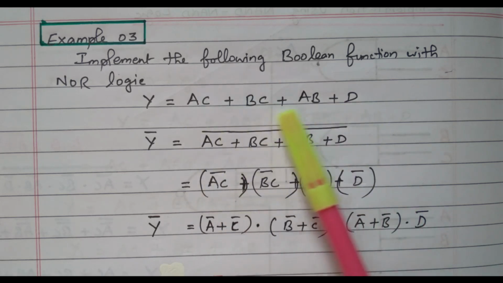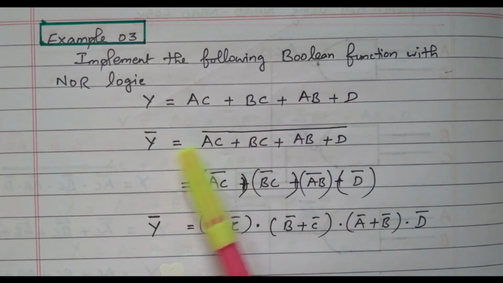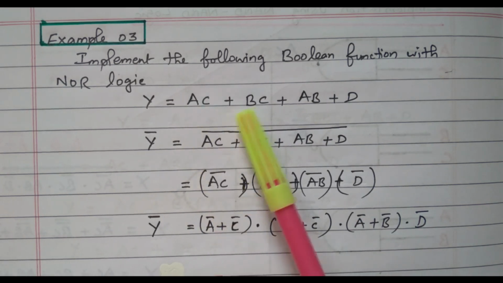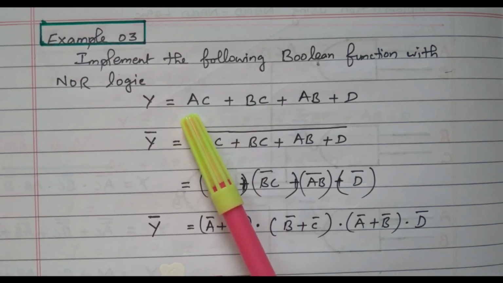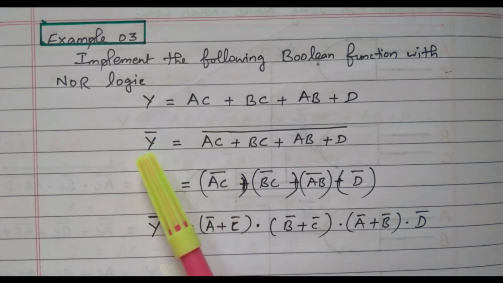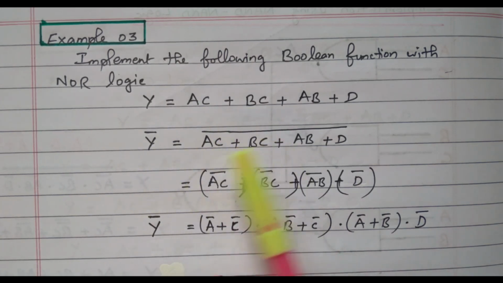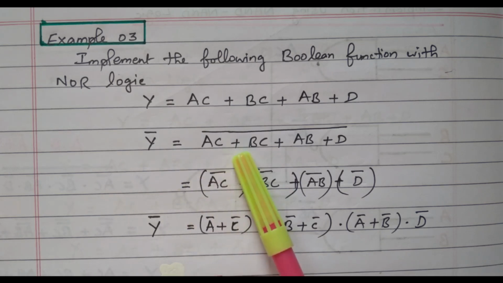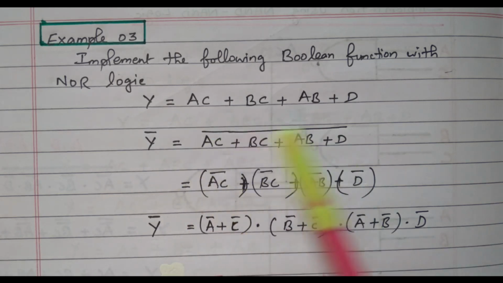In order to implement with the NOR logic, we will take the complement on both sides, so that we will get the plus symbol. So A into C means AND operation, B into C means AND operation, A plus B means OR operation. So in order to get the OR operation, the complement is taken on both sides. Y bar equal to AC plus BC plus AB plus D the whole bar.